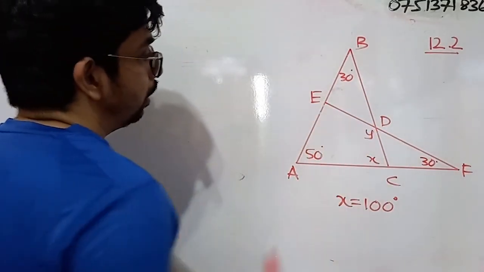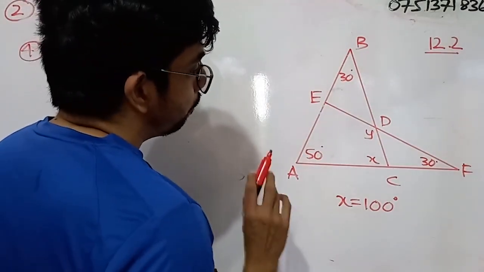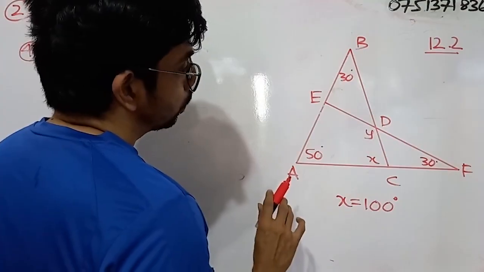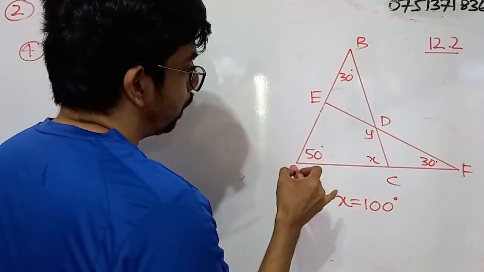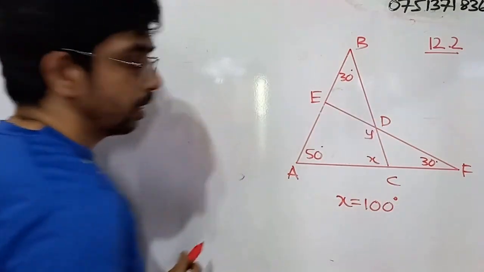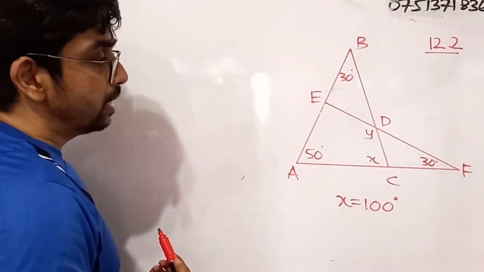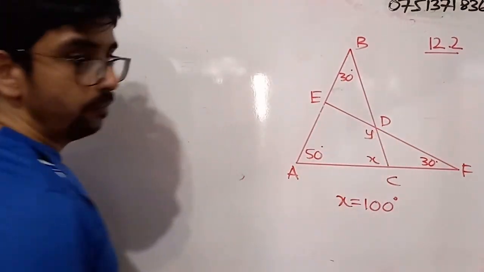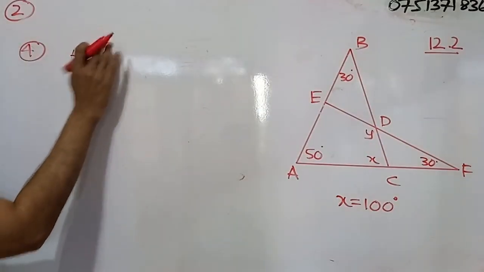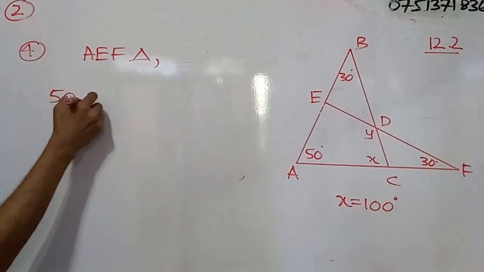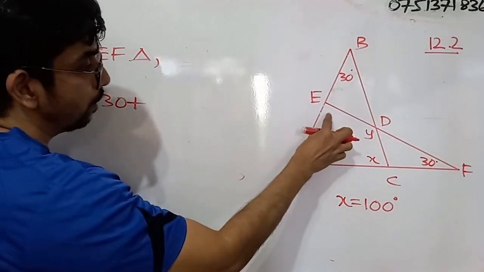Then this angle we don't know, right? But if we know the value of this angle, means the value of AED, this angle, it will be easier for us to calculate the angle Y. So now, if we think about the triangle AEF, 50 plus 30, what is the value of here?